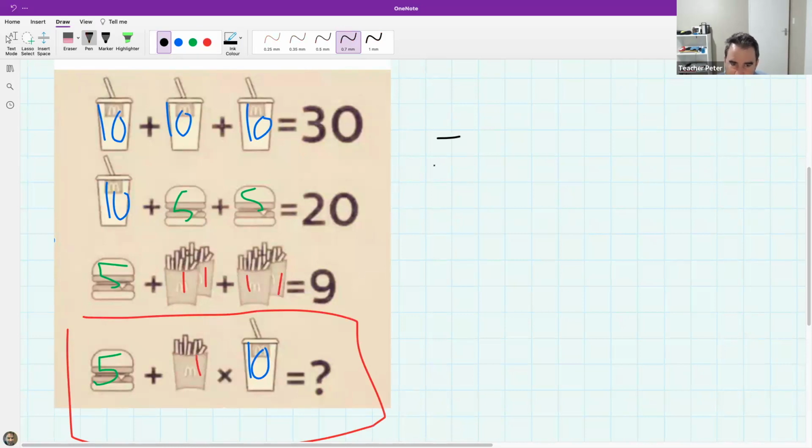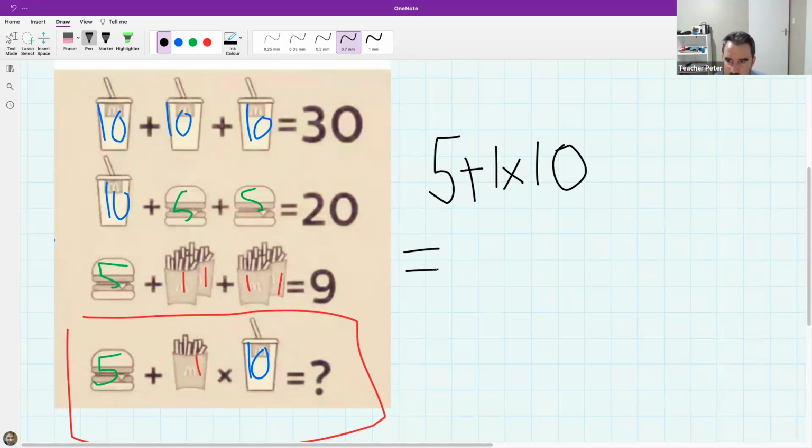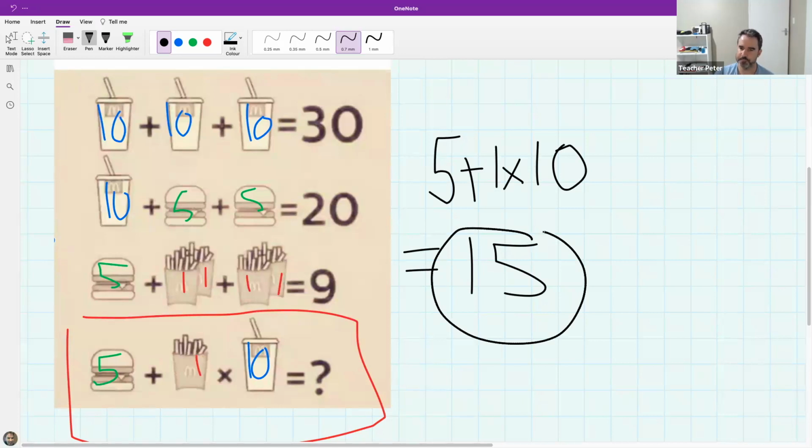So it's 5 plus 1 times 10. Now remember, BODMAS has to come into play. So what is that going to be? Because remember, each one of these fries is 1, because there's 1 there. So it's 5 plus 1 times 10. So indeed, you guys have smashed it. It is going to be 15.